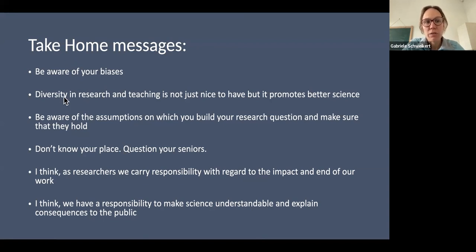I think it also shows that diversity in research and teaching is not just nice to have, but it does promote better science. Science has gone wrong in the past. And I think by hearing many voices, we can improve on that. We have to be very, very careful about assumptions on which we build our own research questions, and we have to make sure that they hold.